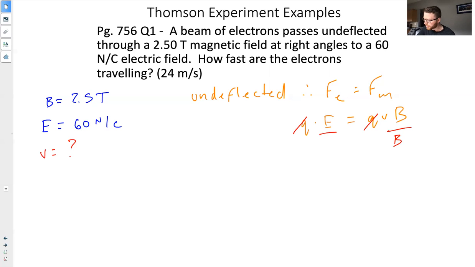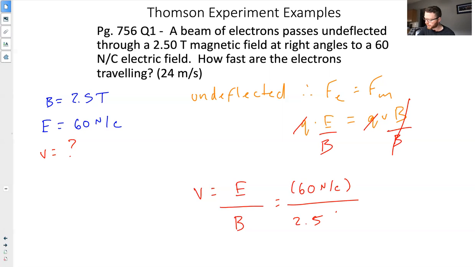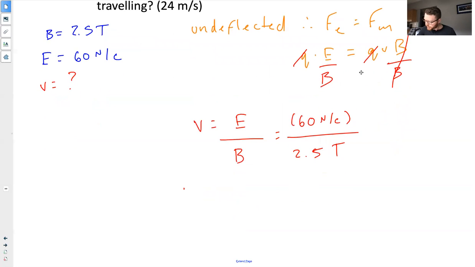So divide both sides by B. And then we get v is equal to electric field strength divided by the magnetic field. So we have 60 newtons per coulomb divided by 2.5 Teslas. And this will give us a velocity equal to 24 meters per second. And 2 sig digs there because of our electric field strength.